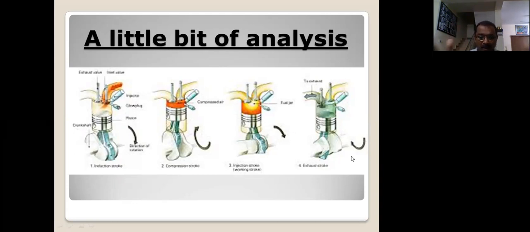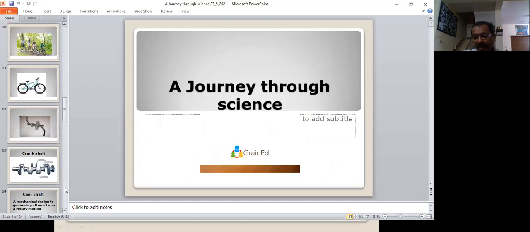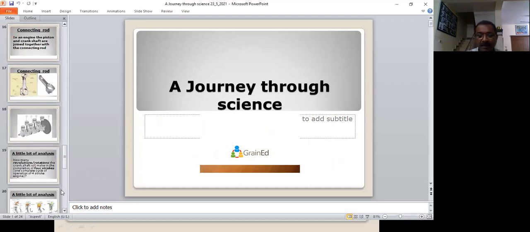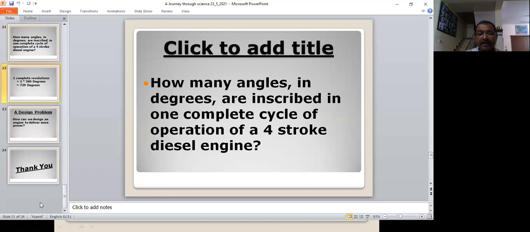So in a four-stroke diesel engine, in one complete cycle of operation, in completing four strokes, your camshaft will be rotated two times.